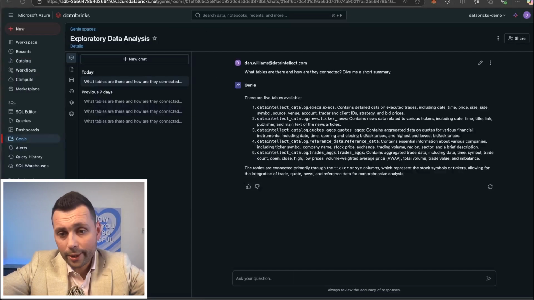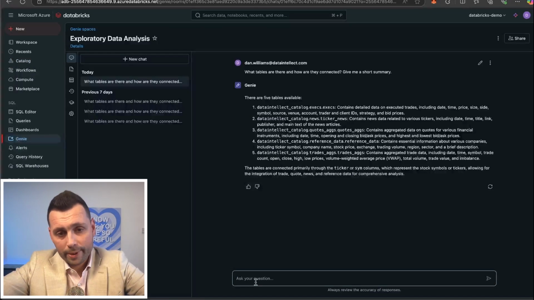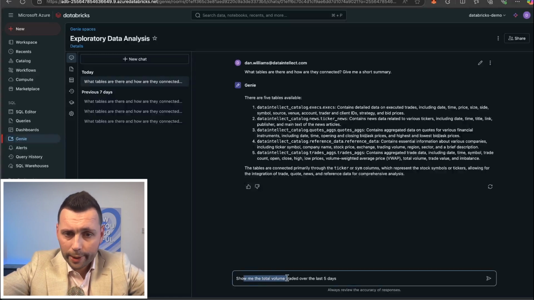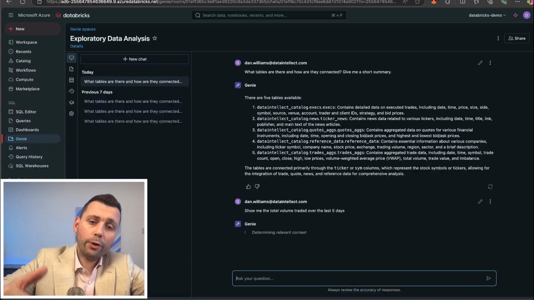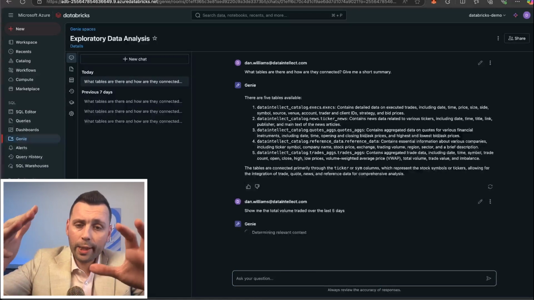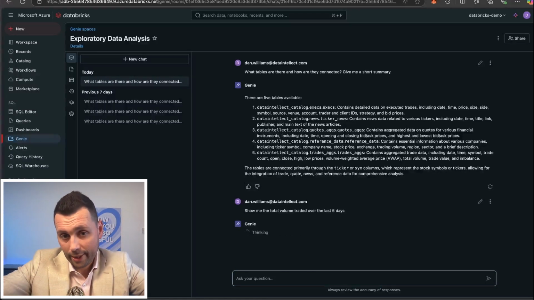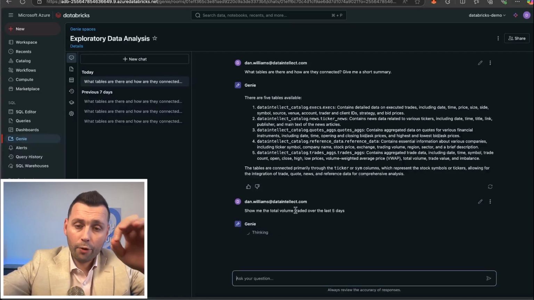Now the next question that I'm going to ask it is to perform a simple aggregation. So show me the total volume traded over the last 5 days. The reason I'm asking over the last 5 days is because we only have 5 days' worth of synthetic data. So Genie is going to show us the total volume traded over this period.